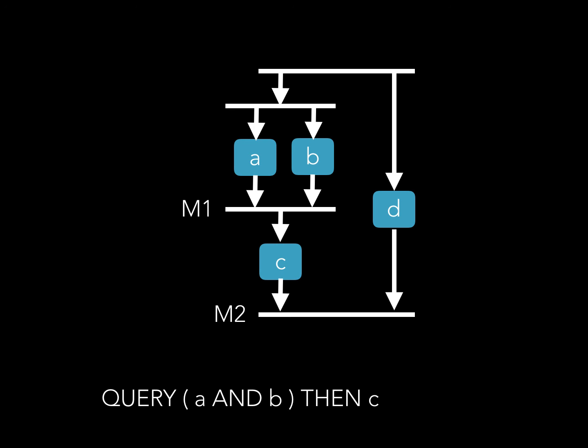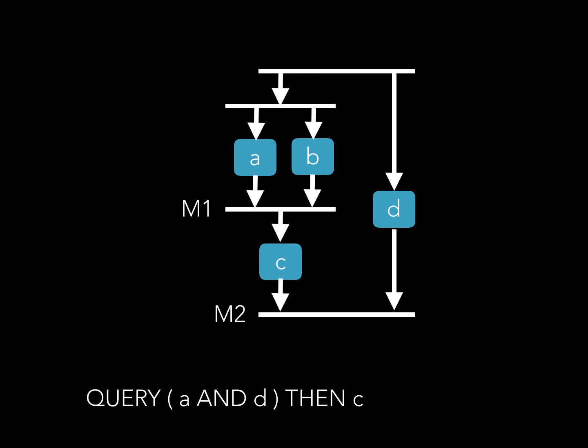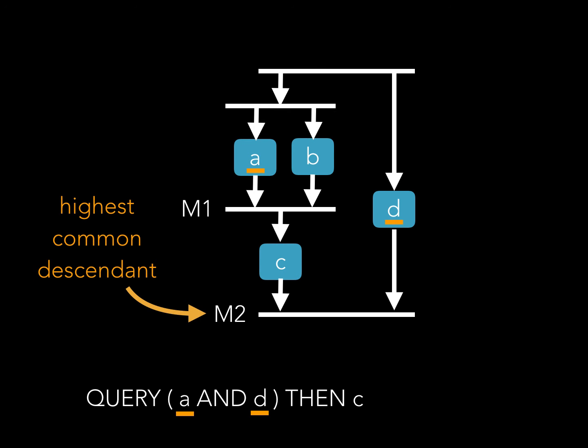More generally, when evaluating the then operator, the query engine determines the point from which the evaluation of the right operand makes sense by finding the highest common descendant of all nodes matched by the left operand. So for example, if A and B are the set of all nodes matched by the left operand, then the highest common descendant is the merged node M1, and since C follows M1, the query matches. However, if A and D are the set of all nodes matched by the left operand, and the highest common descendant is M2, and since C precedes M2, the query does not match.